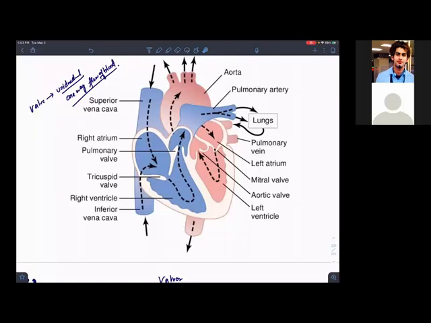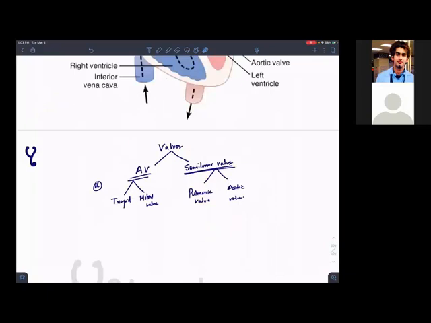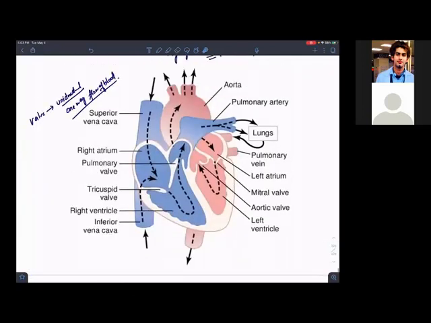Oh, I said right ventricle. Okay, I'm sorry. Sometimes a slip of the tongue comes from me, I'm sorry for that. It's not intentional. I hope this diagram is making sense to you.